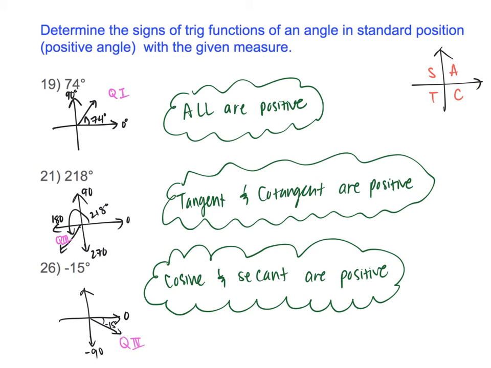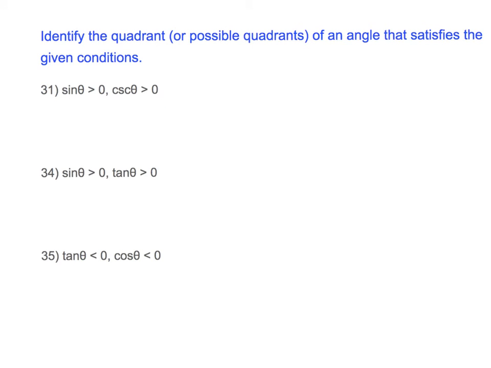Okay, so that's it on this one here. All we're doing is figuring out what quadrant it's in and then determining what trig functions are positive in that region. All right, let's do one more slide here for examples. In these problems, you're going to be given a condition of the trig function, and you have to determine what quadrant it's in that satisfies both of these conditions here.